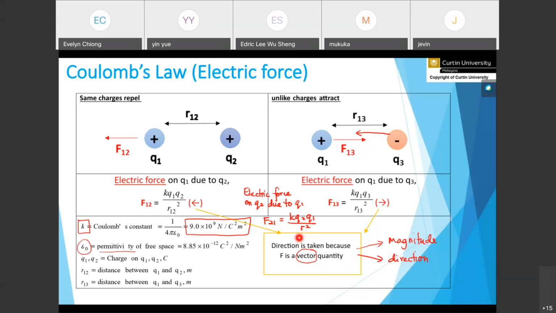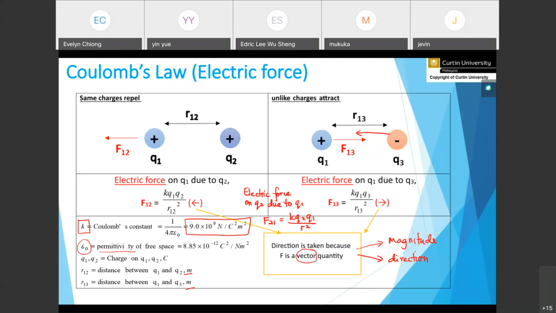Okay, so Q1 and Q2 are the charges, and then R12 is the distance between the two charges, and R13 is the distance between Q1 and Q3. Okay, so remember, the SI unit for distance is meter. So if it is not given in meter, what you need to do is unit conversion, change it to meter.